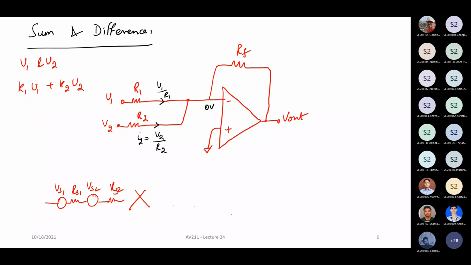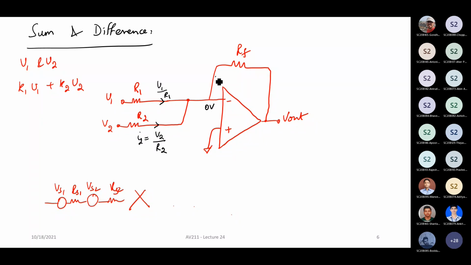And because there is virtual ground here, these two sources are not going to interact with each other, right? It is almost like putting both the sources parallelly to ground. The current that is going to flow through each of them is independent of any other source, okay? Which is not the case if you put things in series.